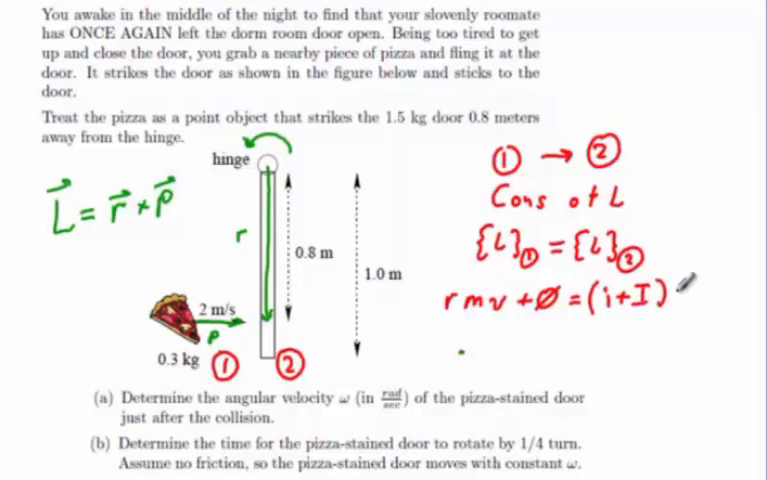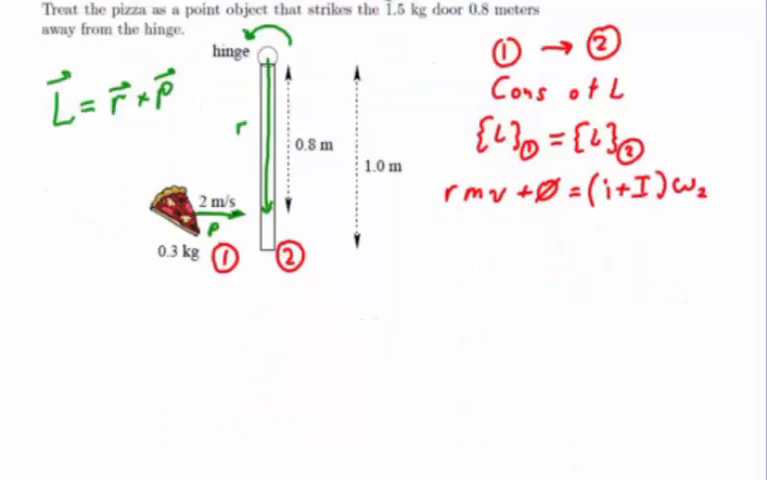This door will be moving with some angular velocity, omega subscript 2, and to complete the calculation, we'll have to find results for both the moment of inertia of the pizza as well as the moment of inertia of the door. Let's begin with the door. The door is shaped as a rod rotating around its end, and the moment of inertia of a rod rotating around its end is 1/3 the mass of that rod times its length squared.